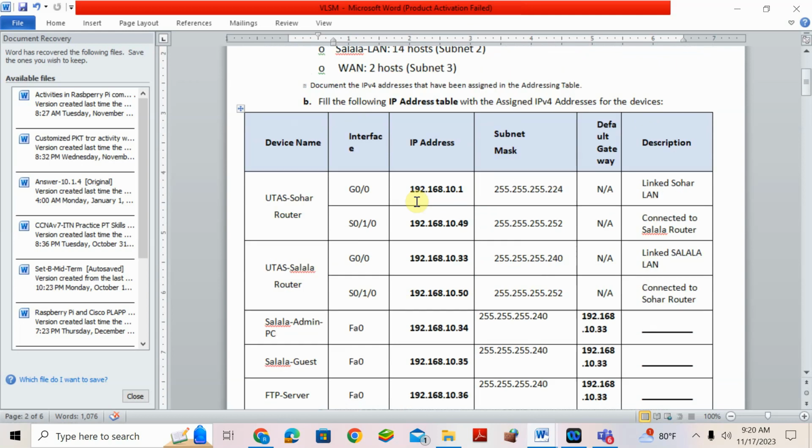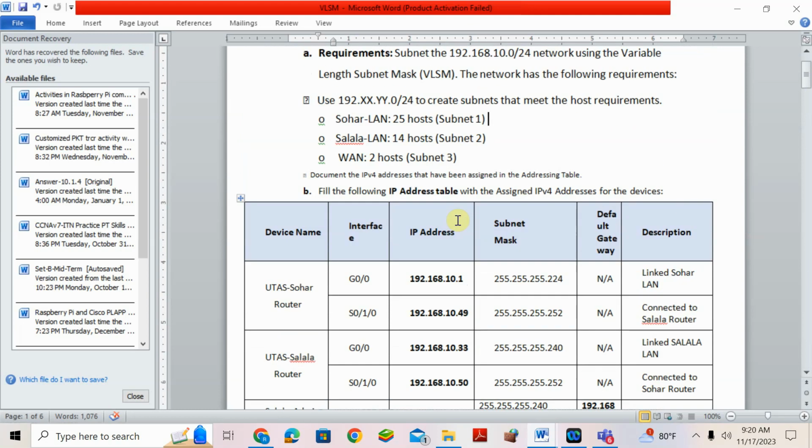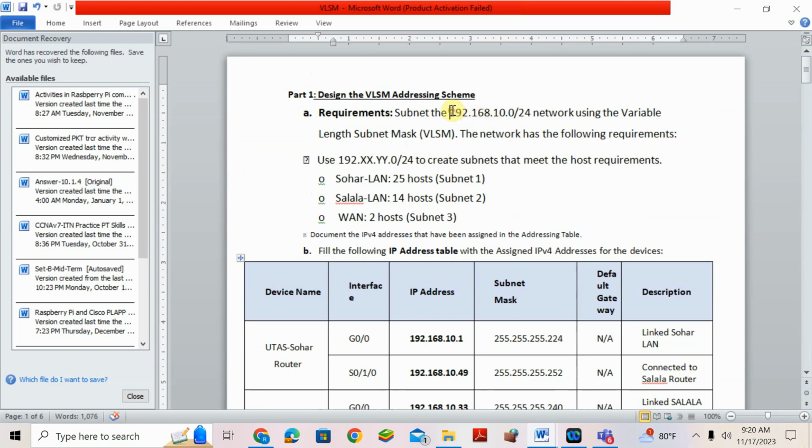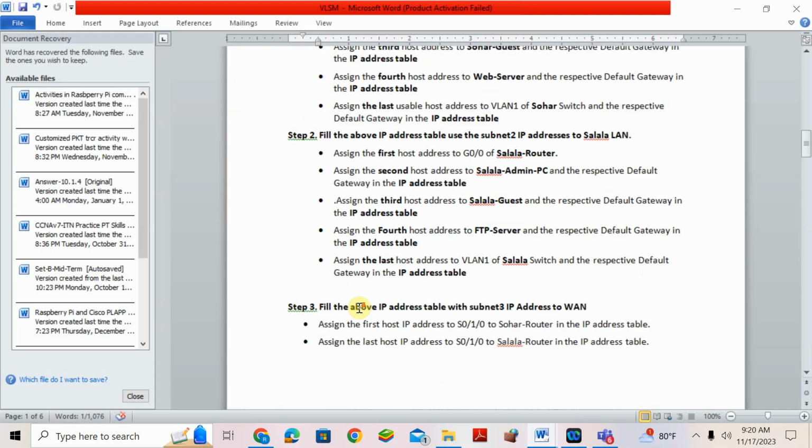Now you need to fill this table. Actually I filled the table because when I am making the video I will not get time for filling, so I filled the table, then I will show you how I fill it. Remember this one, this is 192.168.10.0/24. This is class C, 24-bit network, 8 for host, and we are going to subnet this into 3 different subnets. Each one has a different number of host addresses. Subnet mask will be different. That is VLSM, variable length subnet mask.